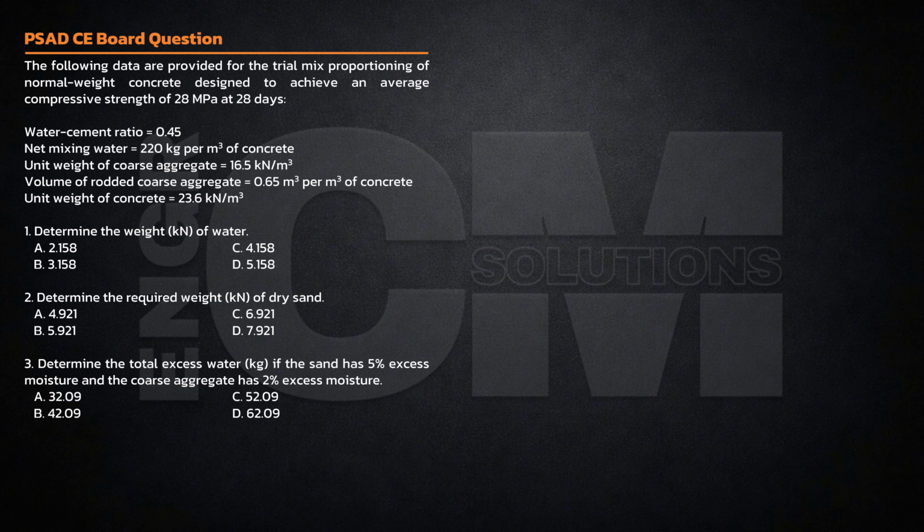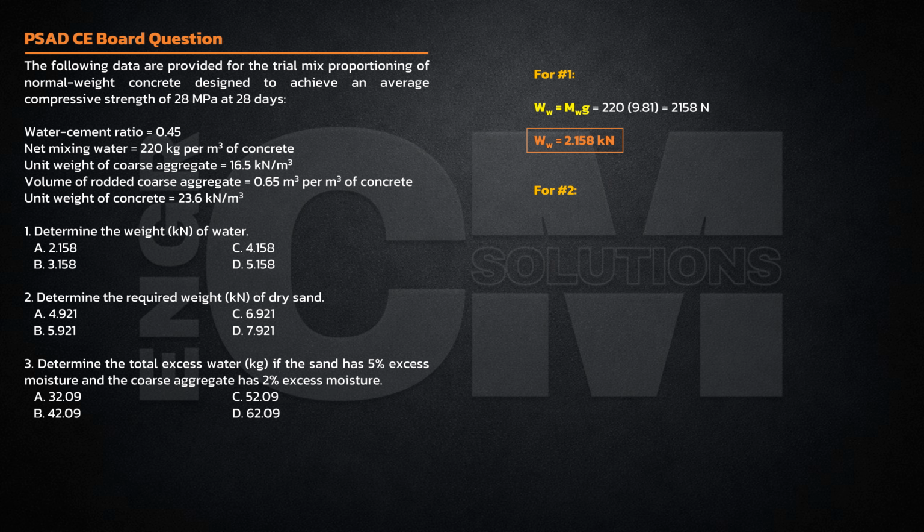The following data are provided for the trial mix proportioning of normal weight concrete designed to achieve an average compressive strength of 28 megapascals at 28 days. Ina-analyze natin dito per cubic meter of concrete. So, the weight of water, we have here the mass. Your weight of water is just mass times the gravity: 220 kilograms times 9.81, 2158 newtons or 2.158 kilonewtons.